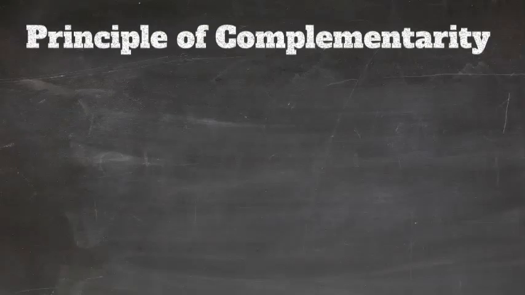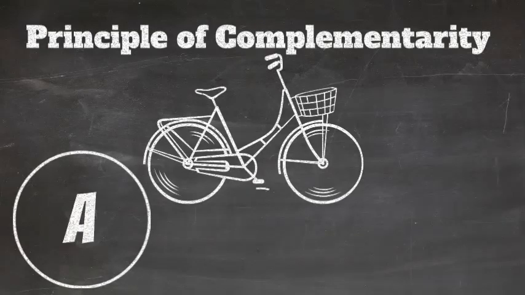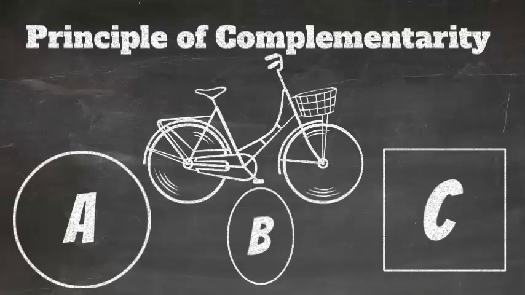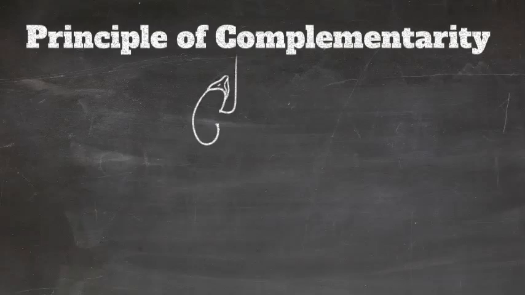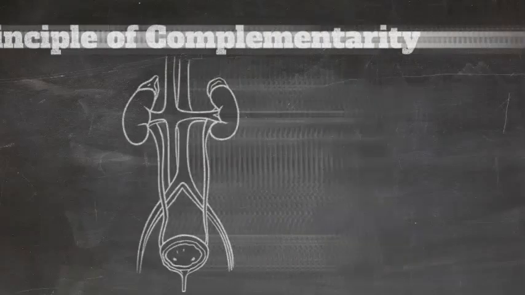Anatomy and physiology are dependent on each other. I need to have a proper structure in order to have a proper function. This is the principle of complementarity. So if I take my bicycle, for example, I have wheel A, B, or C available to me. I'm going to pick A because A is going to allow my bicycle to function properly. If I have the wrong shape, I can't function properly. For example, if we look at the urinary system, if I have my bladder located in a different spot or it's deformed, it's not going to perform normally.